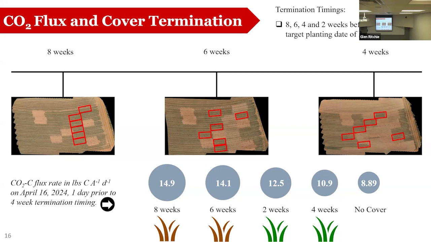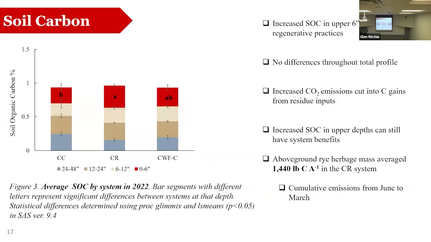But our other two systems that had not been terminated yet and were planted to cover crop at the same date, they're around 11 to 12 pounds of carbon per day. And our no cover system is going to be a lot lower, just under 9 pounds per day. And that represents it's going to be more similar to the conventional cotton system from the other wedge, just with no tillage.